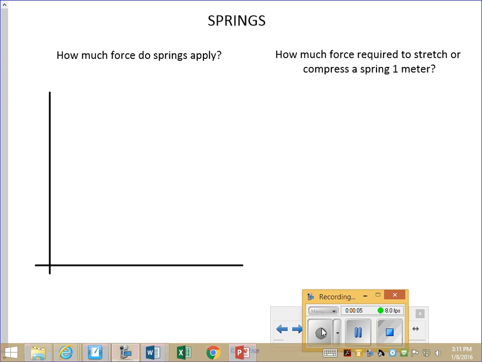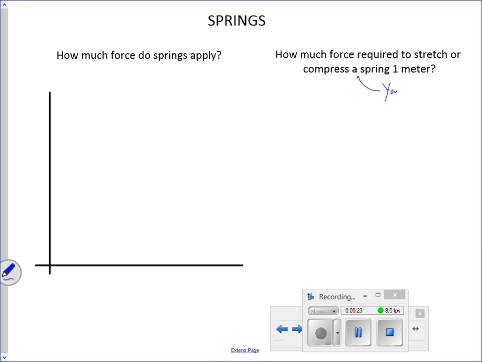If you were here Friday, we went through this activity where you're going to answer the following two questions: how much force does a spring apply, and how much force is required to stretch or compress, I really should probably say, your spring, the one you used, 1 meter. All right. Some things to think about that are on the lab. It actually isn't very clear on the lab, but you should plot things that way.